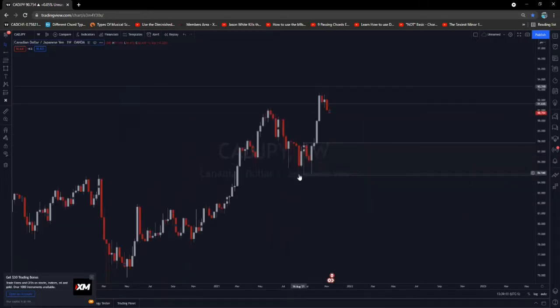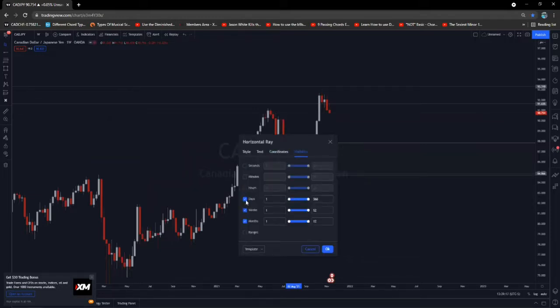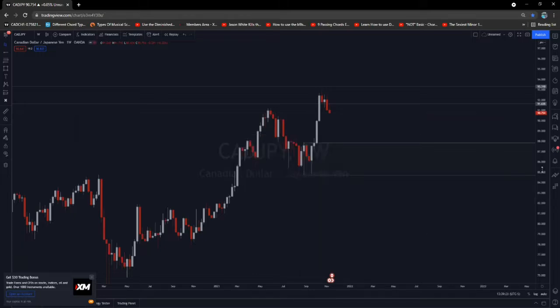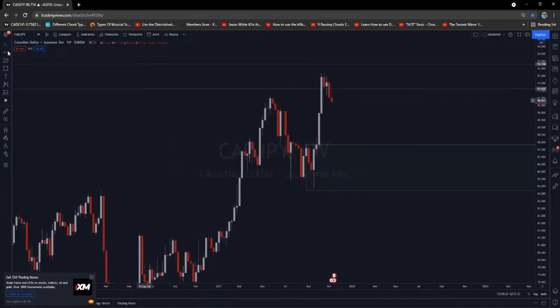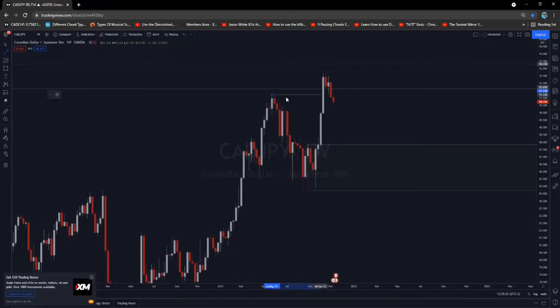Similarly to what we saw on NZDJPY, you just have a gap over here, a break of structure, sorry. Let's start with the break of structure. A break of structure and a gap. And the market making its way to an order block. Right, so this is what I see. I think that the market is going to make its way to the downside.